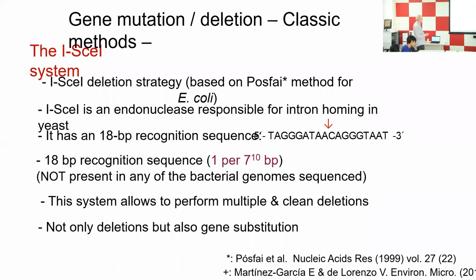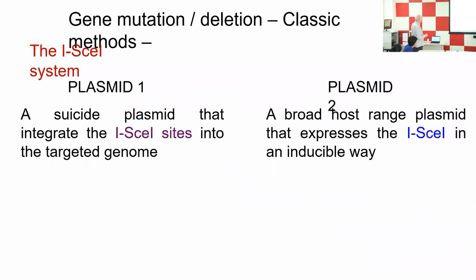Okay, so the first method that is classic, but classic means that it was published at the end of the 90s and early 2000s, is based on homologous recombination. I'm sorry that the lettering is a bit messy here, but the idea in this case is that you exploit homologous recombination. There is a phenomenon that happens in basically all biological systems. And how does that work? Well, the system involves two plasmids.